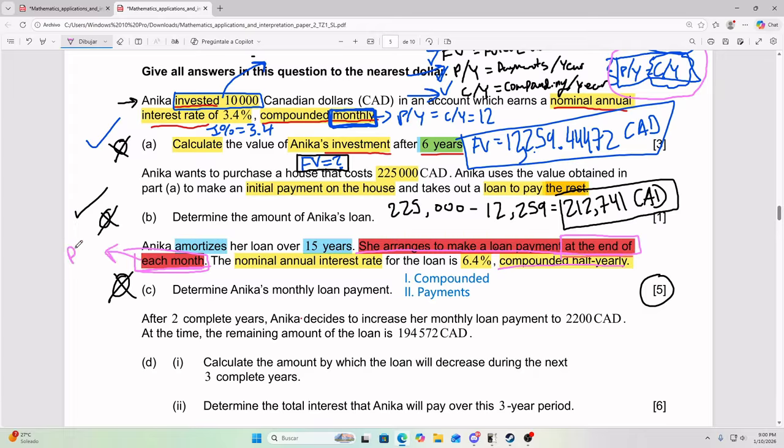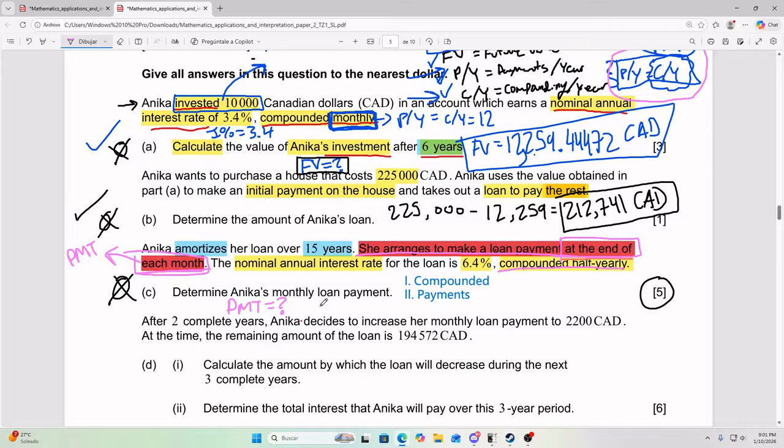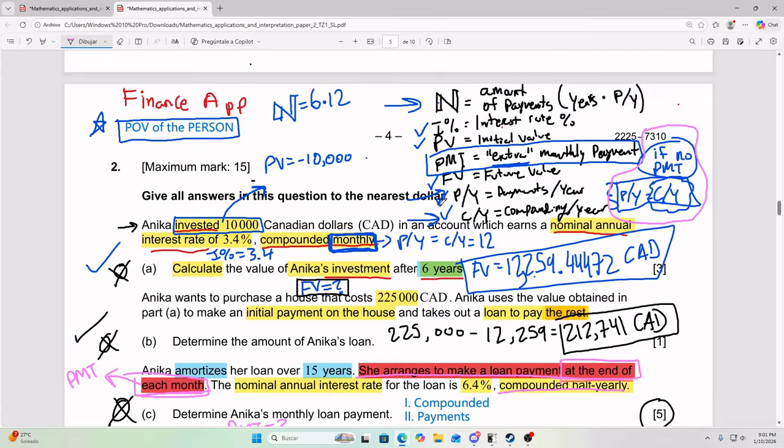These words, at the end of each month, repeat a lot, which is a massive hint for understanding that there is a PMT. Now, part C is actually asking you to determine Anika's monthly payment. It's literally asking what PMT is in this case. And so this is where it gets juicy, where you have a compounded portion and the payments portion. That's basically what's happening. But with these definitions I gave you here, it should be easier to face. I know it's more to remember, but it should be easier to face.